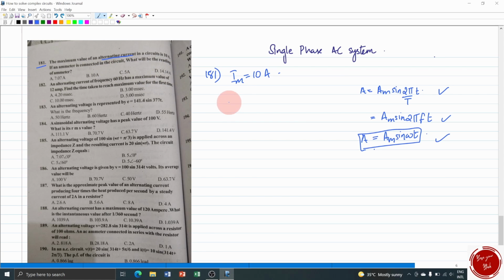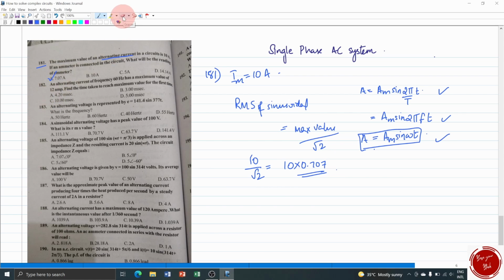So an ammeter or voltmeter, any instrument, will read the RMS value. And the RMS value for a sinusoidal waveform is the maximum value divided by root 2. Okay. So here it is 10 divided by root 2, which is 10 into 1 by root 2, you know it is 0.707. So it is 7.07.